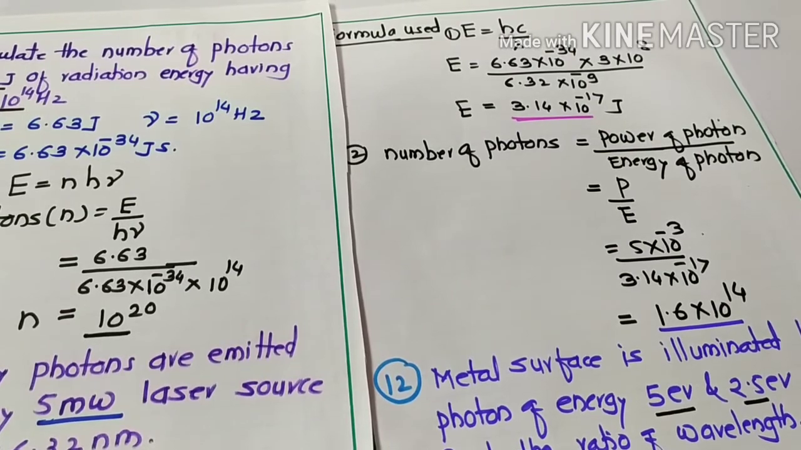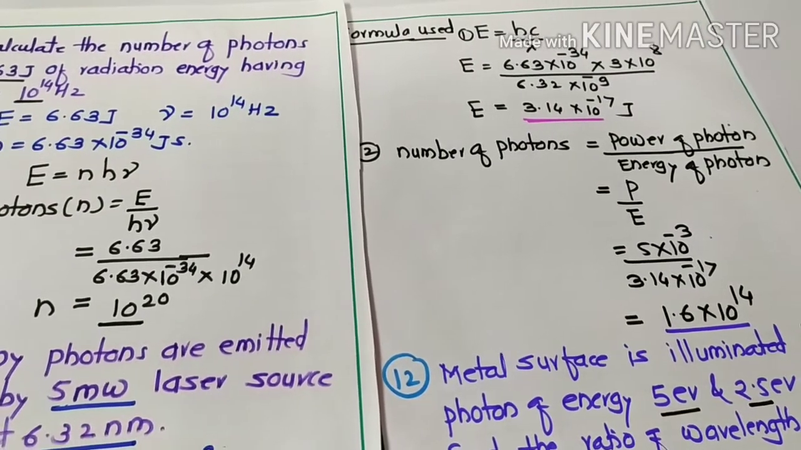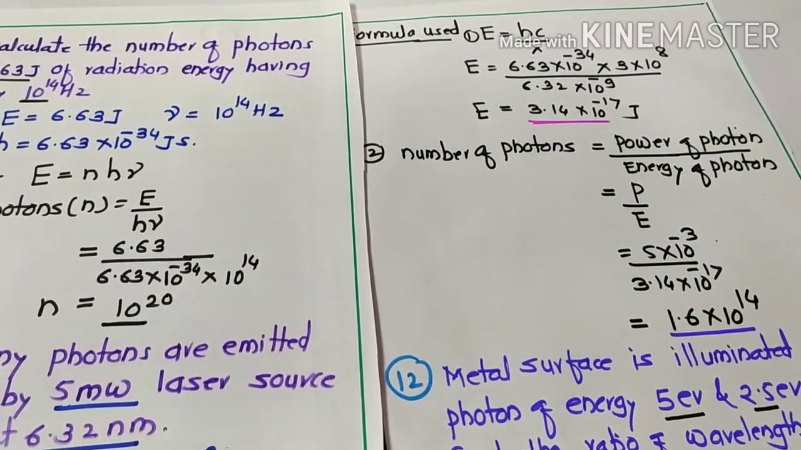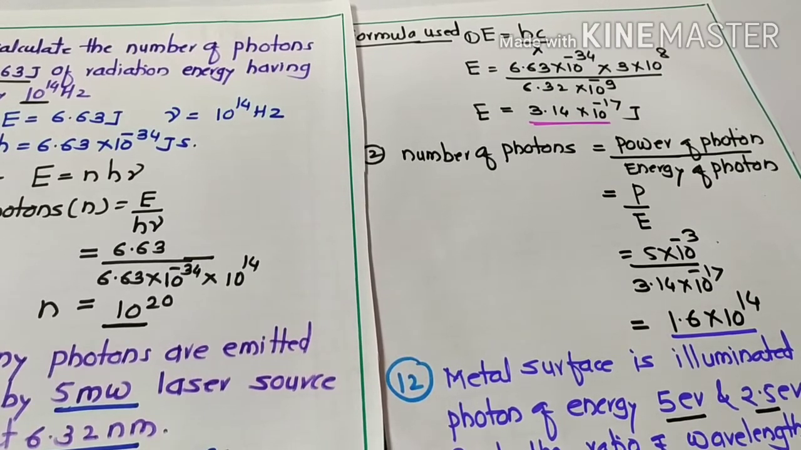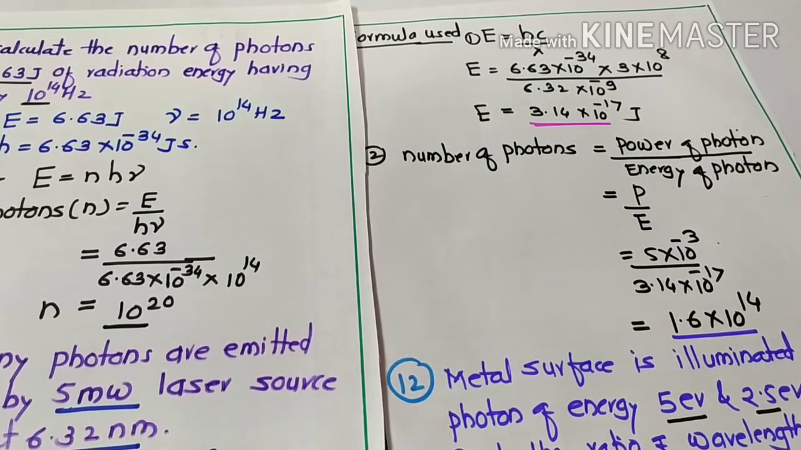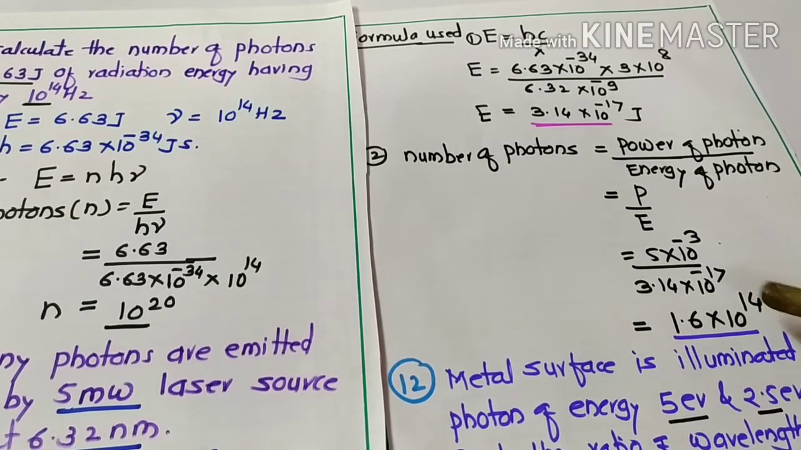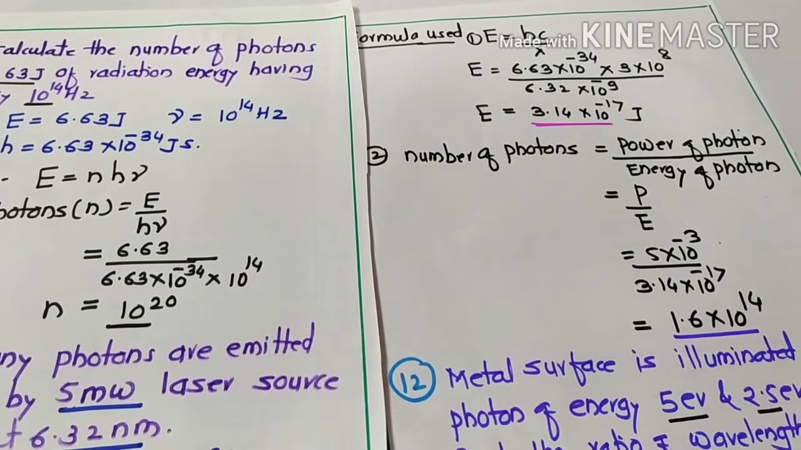From problem number 10 and problem number 11, we see that the number of photons emitted is large: 10 raised to 14 here, and in the previous problem 10 raised to 20.